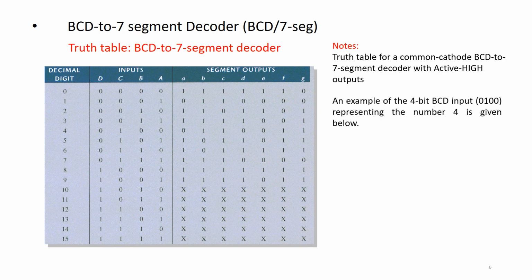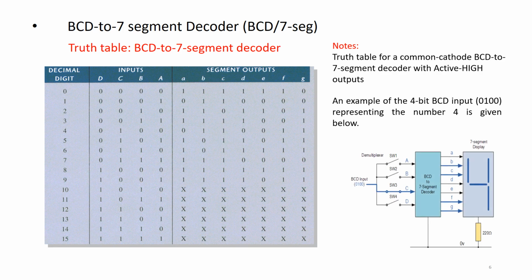So let's look at an example. Let's say we have 4-bit BCD input 0100, which represents the number 4 as given below, and it will activate 4 segments out of the 7 segments. This comes from this decimal digit 4, input 0100. Of the 7 outputs, B, C, F, and G are the only segments that light up. So you can see that it will show the value 4. Segments B, C, F, and G.